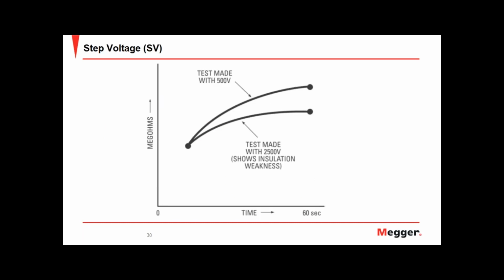When we perform a step test, here you can see the top line. It's done with a test at 500 volts, and you can see the shape of that. The megohms is increasing with time. And again, if we did that at 2.5 kV, this will show an insulation weakness because it's actually beginning to drop off. At 500 volts, it's continuing to climb, but at 2.5 kV, you can see the IR value beginning to drop, which shows an insulation weakness.